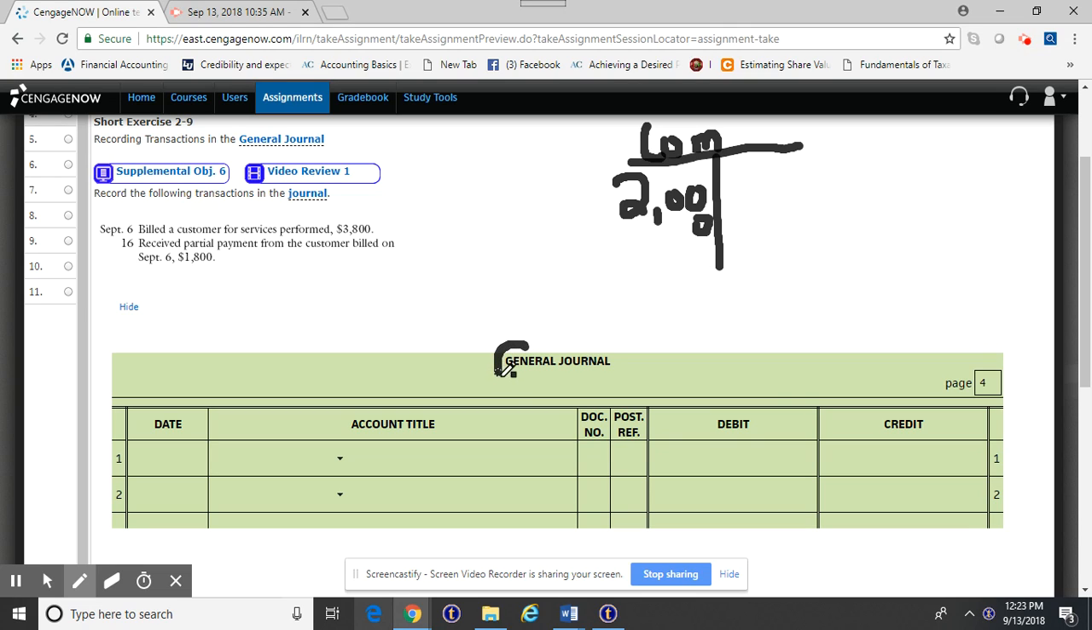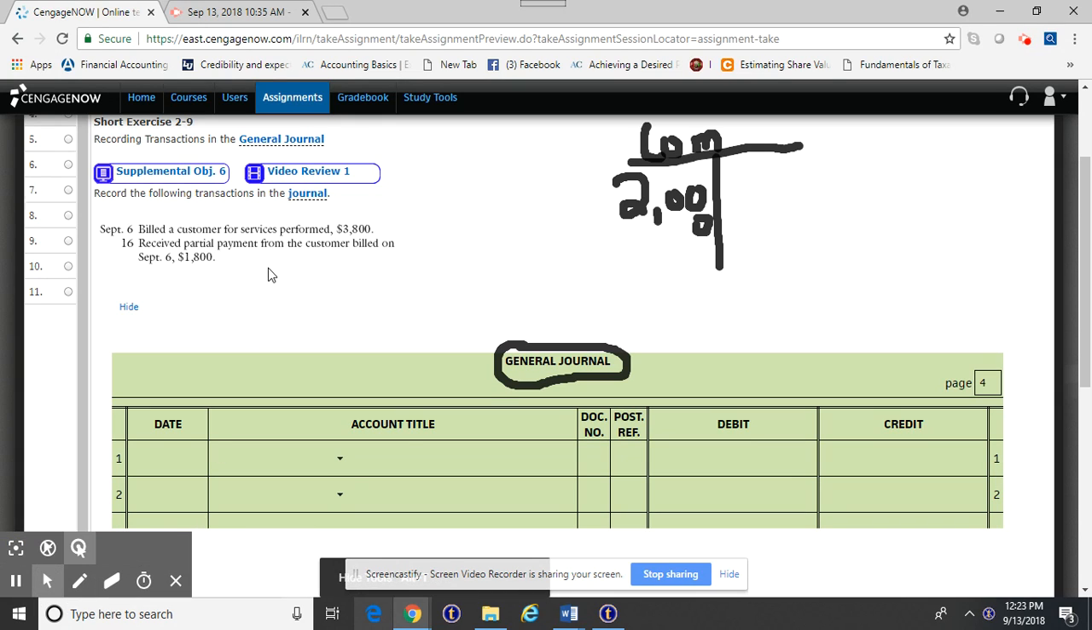So then, after we put the information in a T account, it then goes to what we call a general journal. This is where the double entry accounting method comes into play, where you have at least two accounts, and you have a debit on one side and a credit on the other side, and it balances out. You'll see what I'm talking about when I work this. So, first one we have September 6th. We bill a customer for services performed, $3,800.